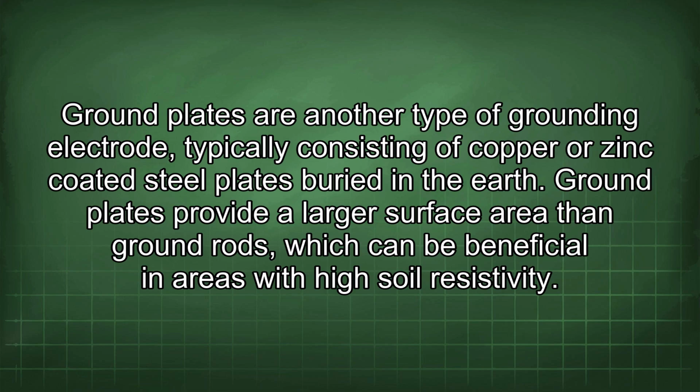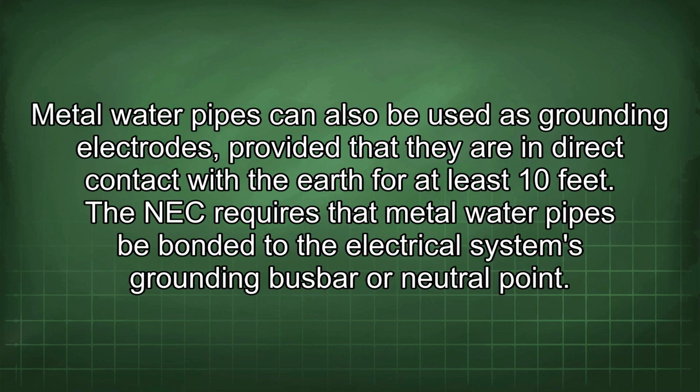Ground plates are another type of grounding electrode, typically consisting of copper or zinc-coated steel plates buried in the earth. Ground plates provide a larger surface area than ground rods, which can be beneficial in areas with high soil resistivity. Metal water pipes can also be used as grounding electrodes, provided that they are in direct contact with the earth for at least 10 feet. The NEC requires that metal water pipes be bonded to the electrical system's grounding busbar or neutral point.